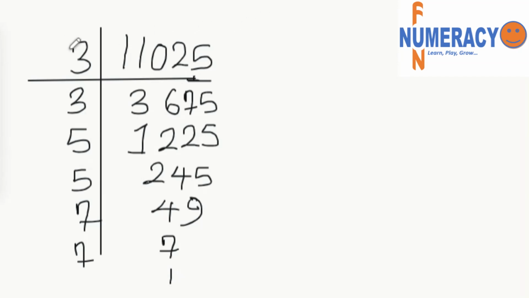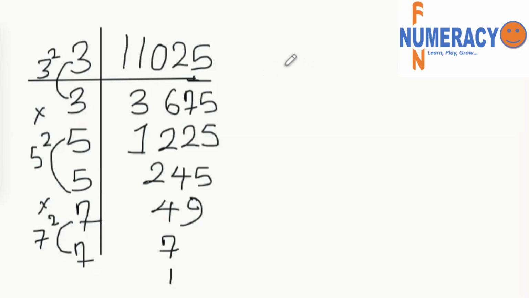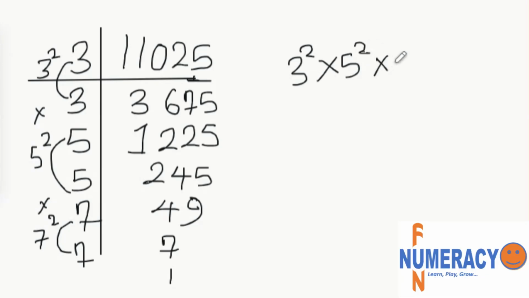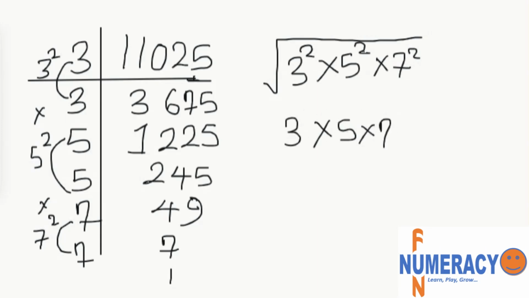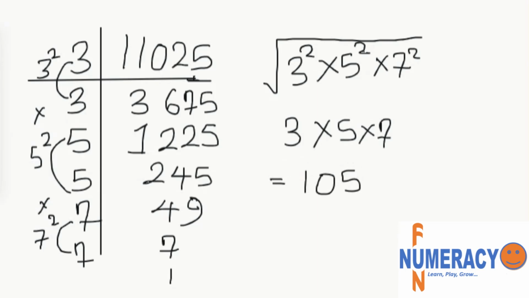So that's it. Now you can see it all has pairs again like last time. So here we have 3 squared, here we have 5 squared, and here we have 7 squared. So these are squared, all multiplying each other. So the square root of this will be 3 times 5 times 7, which will give us 105. So that's it.